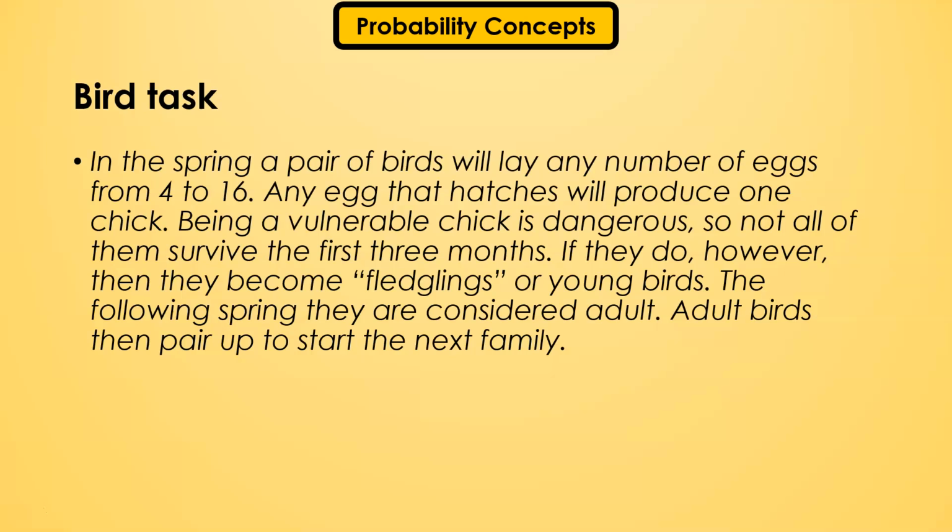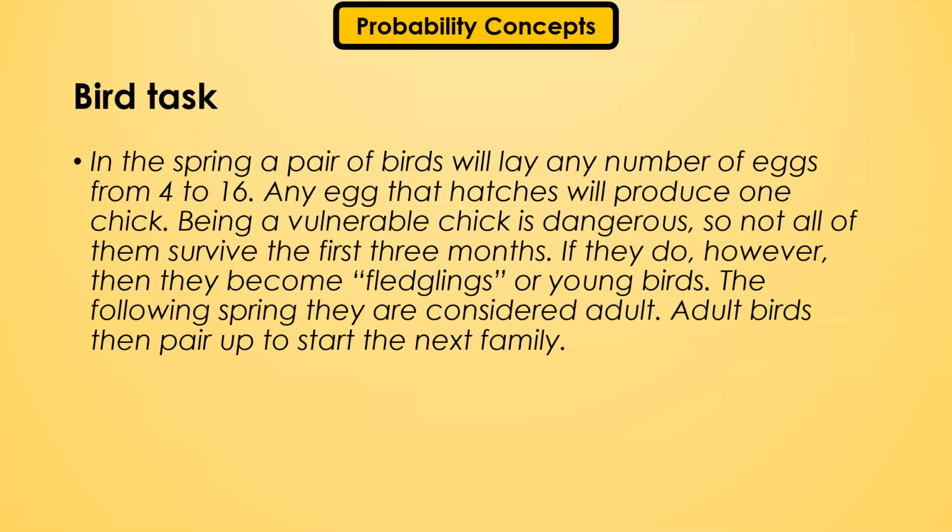So in the spring, a pair of birds will lay any number of eggs between 4 and 16. Any egg that hatches will produce 1 chick. Being a vulnerable chick is dangerous, so not all of them will survive in the first 3 months. If they do, however, they'll become a fledgling or young birds. And then the following spring, they're considered an adult. And then the adult birds will pair up to make their next family. So if we're asking the question, what's the number of adult birds that will come in the next spring?